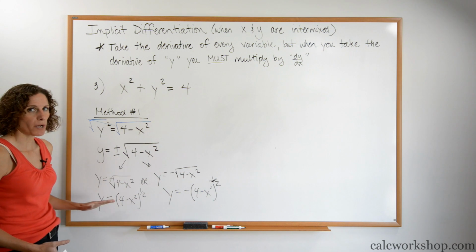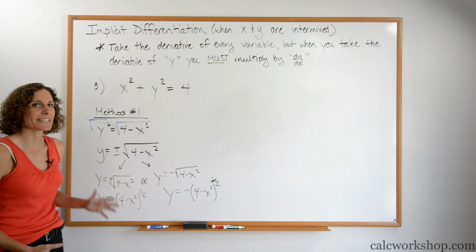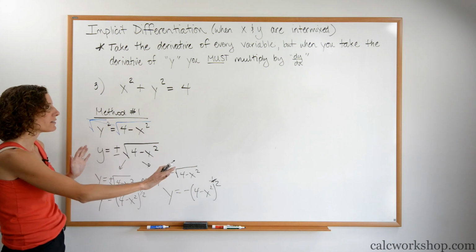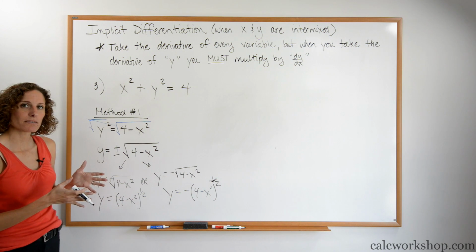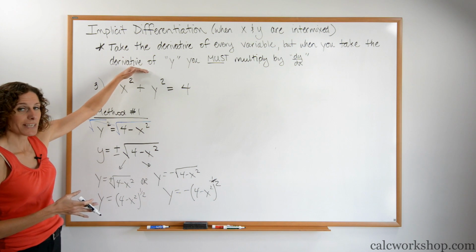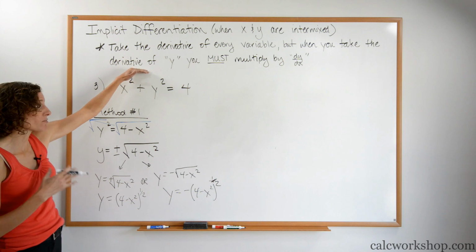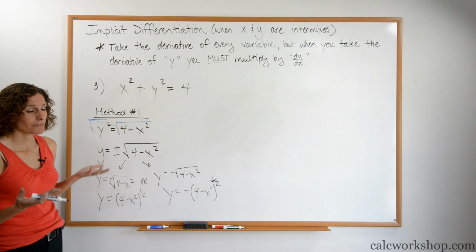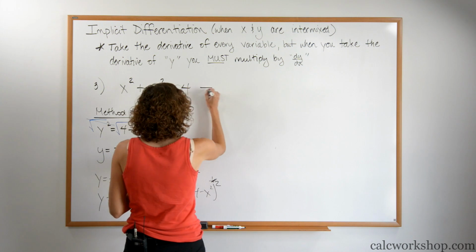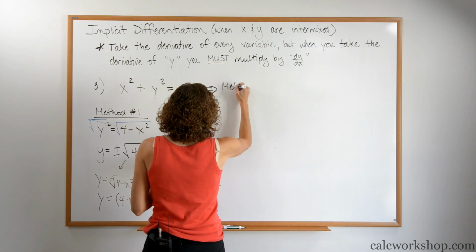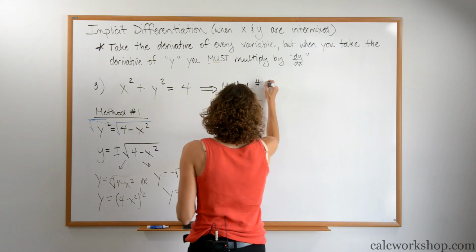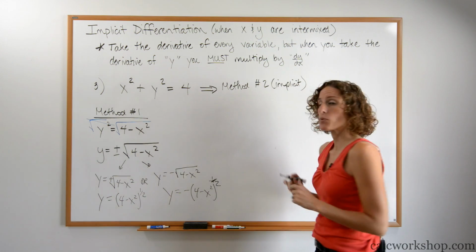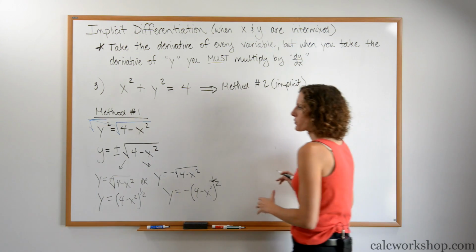Not doing method number 1, meaning not trying to get y by itself on one side of the equal sign and everything else on the other side. Let's leave it the way it is and just follow the rule. Take the derivative of every variable, but when you take the derivative of a y, just multiply by dy dx. All right, method number 2. Let's do implicit differentiation. So here we go.